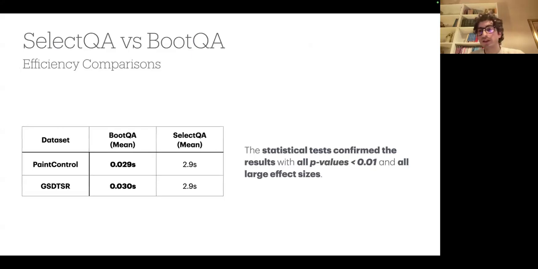And regarding the efficiency, BootQA is definitely the one to beat, because it is really, really fast. This happens because the decomposition with today's computers is very, very easy, and the problems that the QPU has to solve are, of course, really tiny. So BootQA is really fast, and the statistical tests confirmed the results.